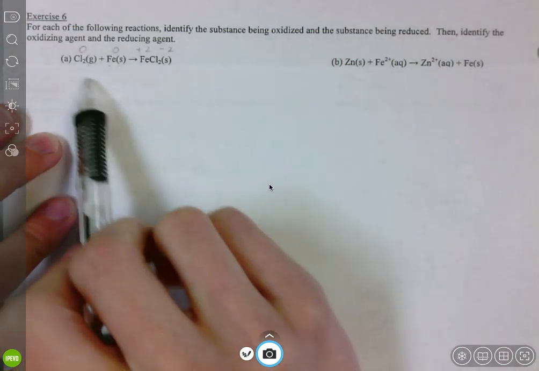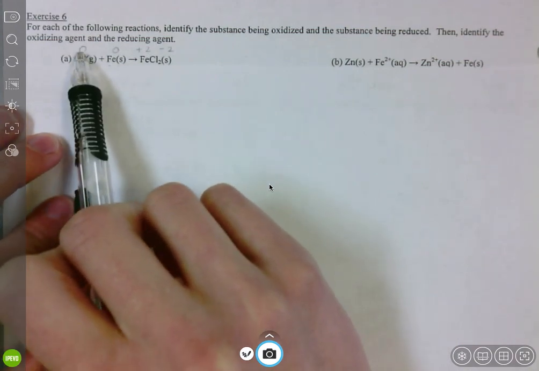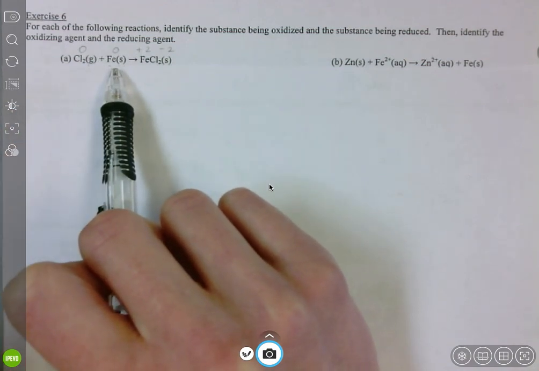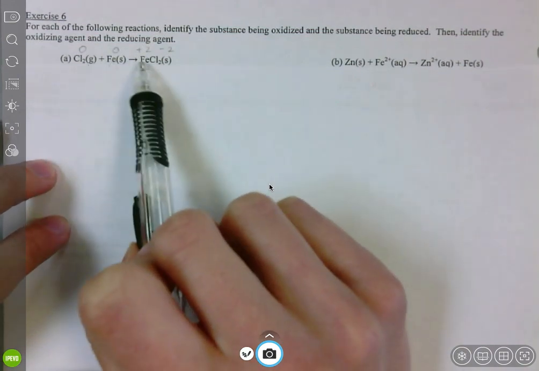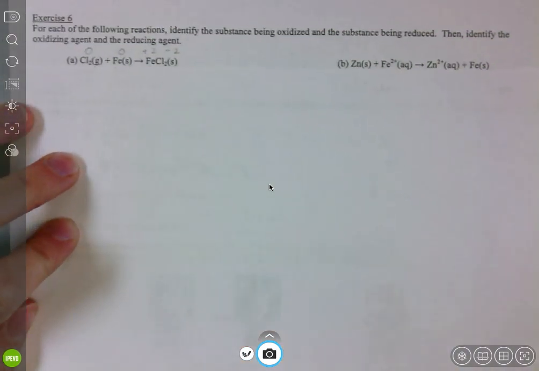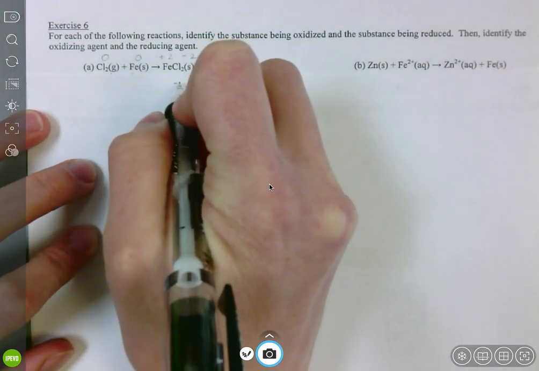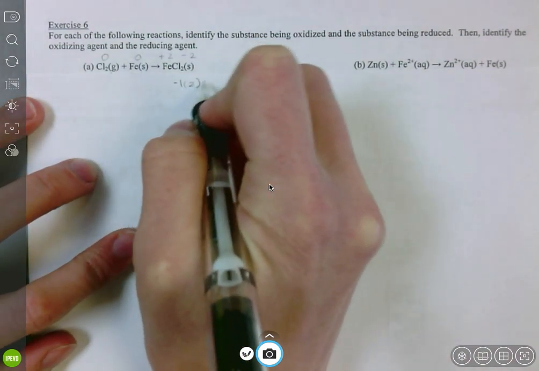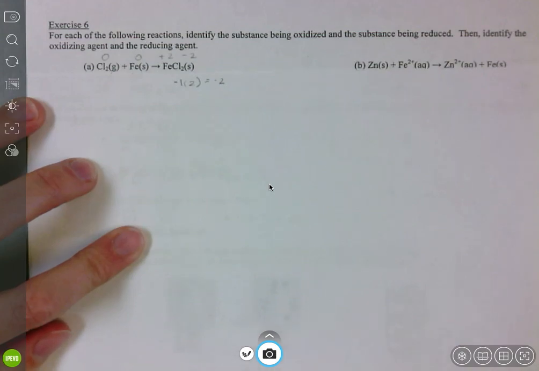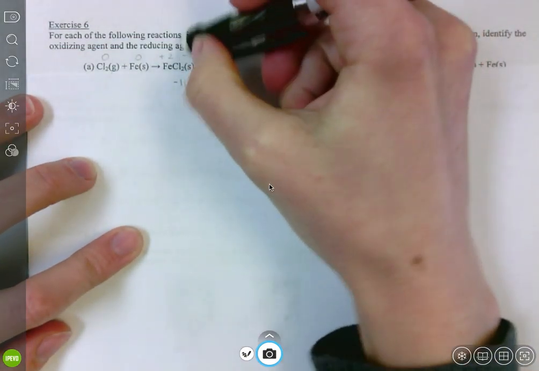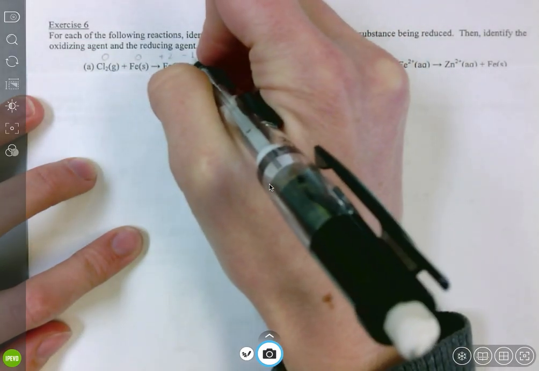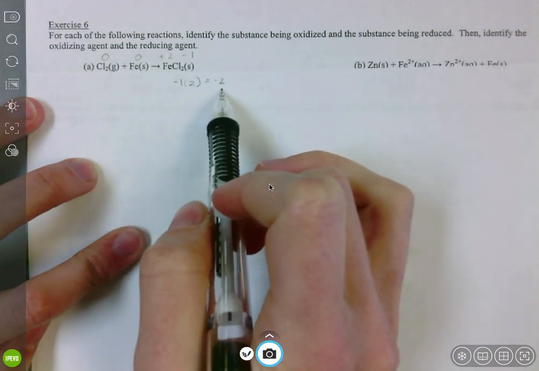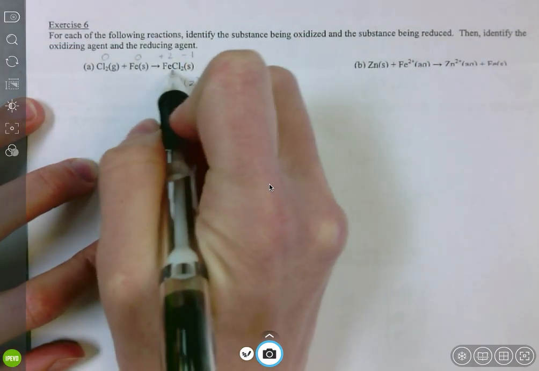So chlorine is diatomic. It's in its elemental state, so its oxidation number is 0. Iron is in its elemental state by itself. Its oxidation number is 0. So here with iron chloride, chlorine has a -1 charge if it's attached to a metal, especially. And there's 2 of them, so overall we have a -2 charge for our chlorines, but 1 chlorine has an oxidation number of -1. Iron, in order to cancel out that -2, has to have a +2 charge.